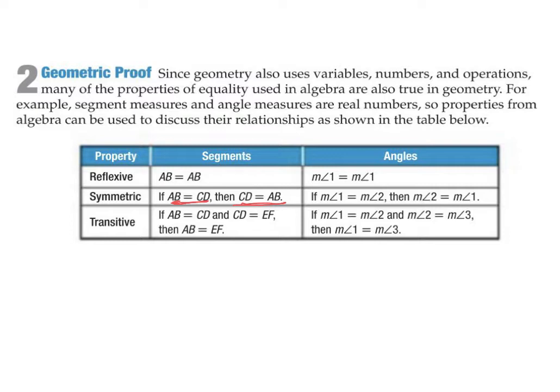And then transitive is a little tricky. That's when I have two things equal to something that is different. So if I have AB is equal to CD and CD is equal to EF, then AB is also equal to EF. It's almost like saying because these two things are true, I can basically say that this entire statement is true, and that would be transitive.